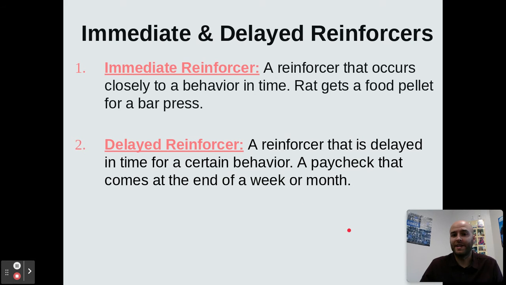We also have immediate and delayed reinforcers. So an immediate reinforcer occurs closely to a behavior in time. A rat gets a food pellet for pressing the bar right away, right? Okay. A delayed reinforcer is a reinforcer that is delayed in time for a certain behavior. A paycheck that comes at the end of a week or a month, right?